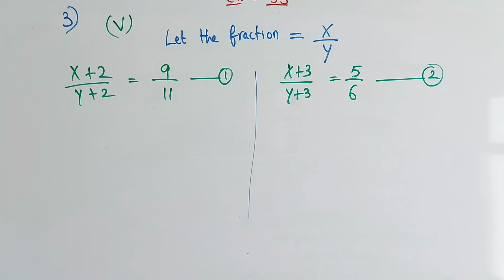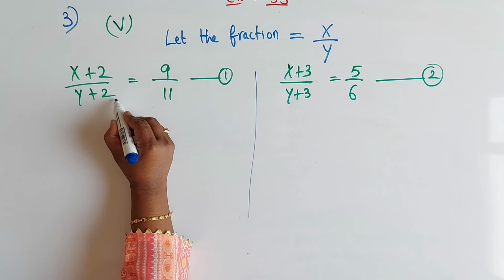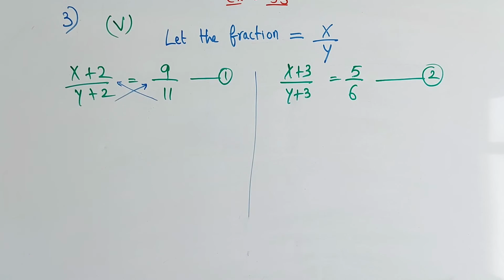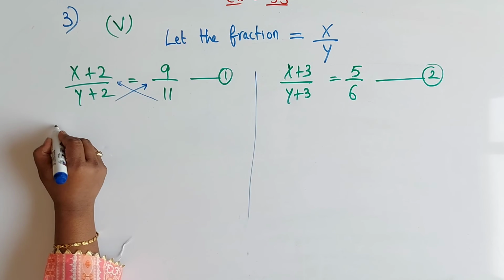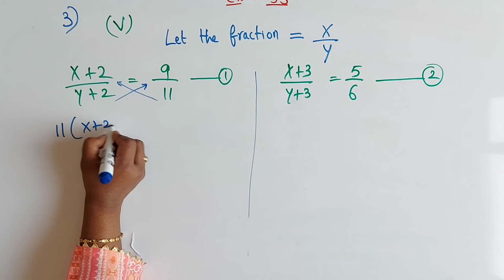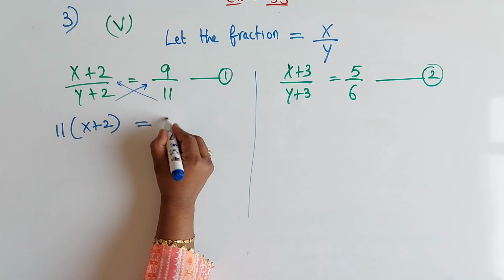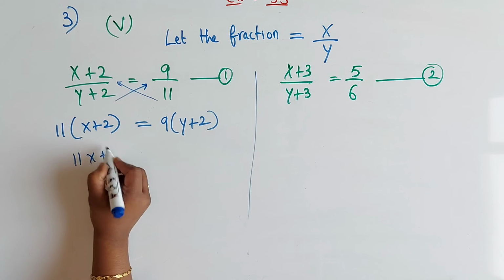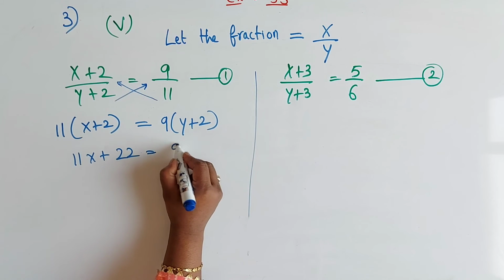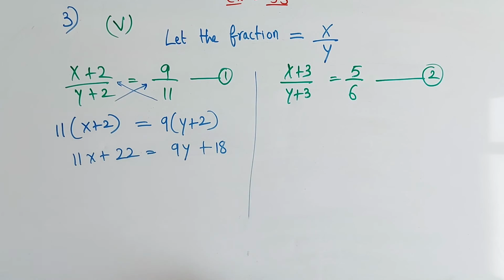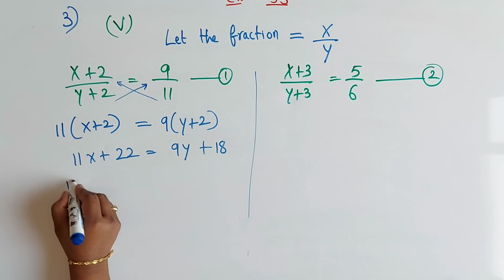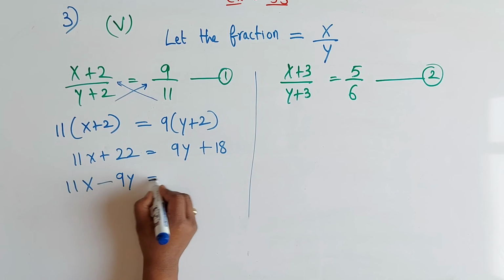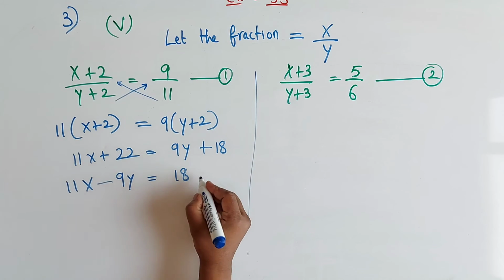From the first equation, we can send this y plus 2 here and we can send this 11 to here. Correct, children? So the left side will be 11 into x plus 2 equal to, now the right side, 9 into y plus 2. Now 11x plus 11 into 2, 22, equal to 9y plus 9 2s are 18, children. Correct? Now 11x, this 9y will come to the left hand side, minus 9y equal to 18, 22 will go here, minus 22.